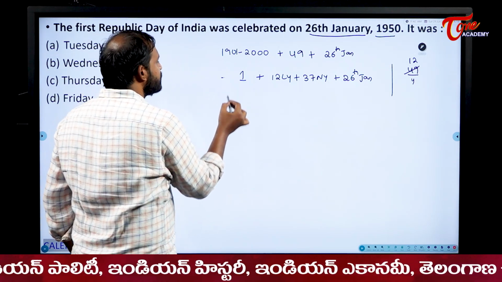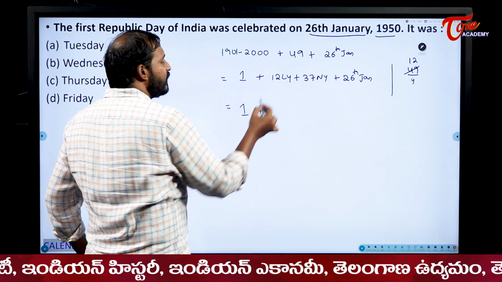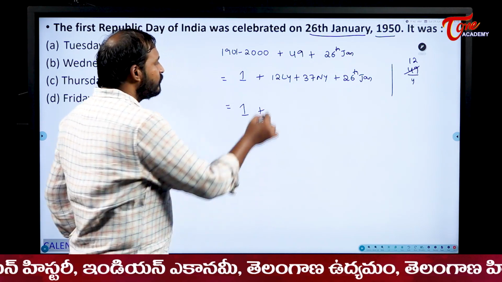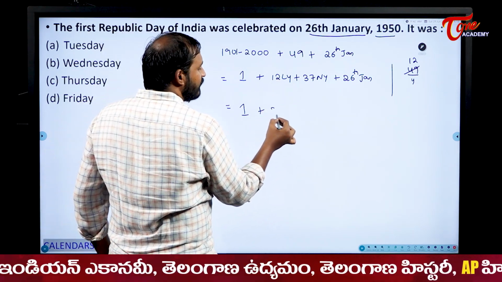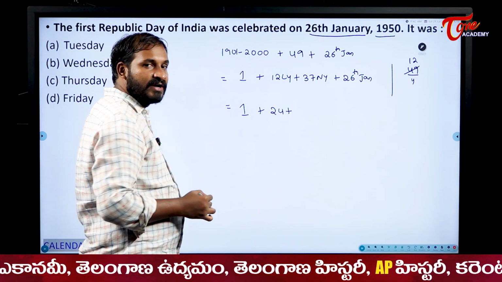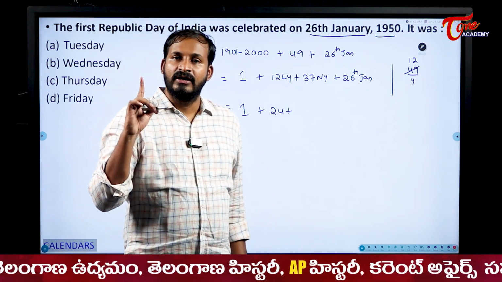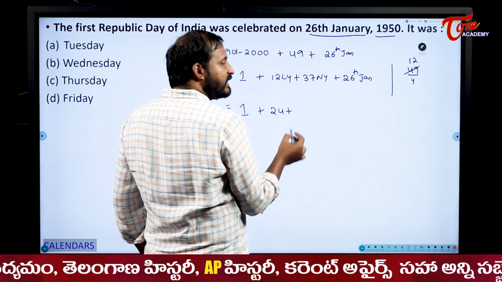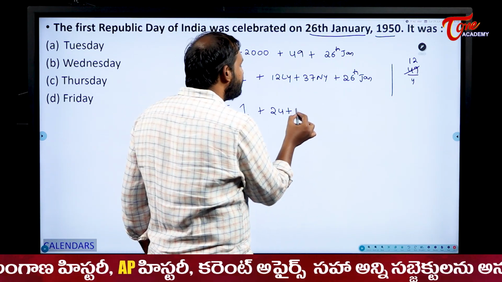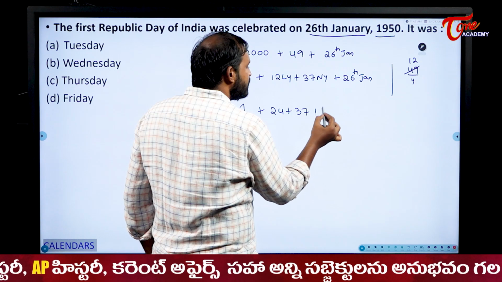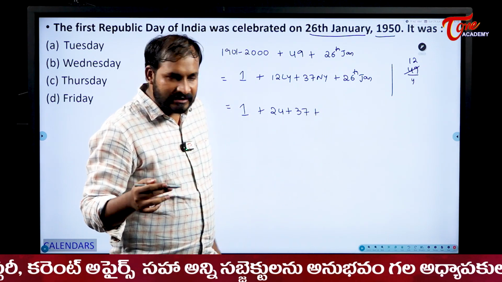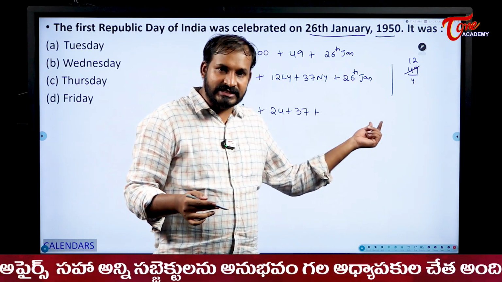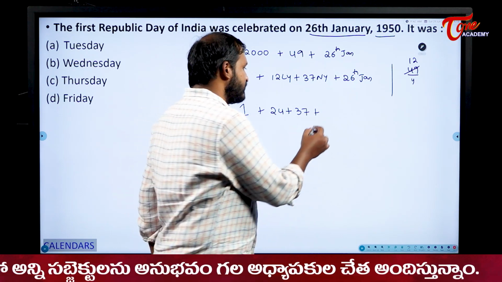Now what happens to this? 1 plus, for a leap year, how many odd days do we have? 2 odd days. So 12 into 2, 24. Plus, for a normal year, how many odd days do we have here? 1. So total how many normal years are there? 37. So 37 into 1, it becomes 37. Plus, here anyway we are finding a date in the month of January itself. So directly I will write 26.